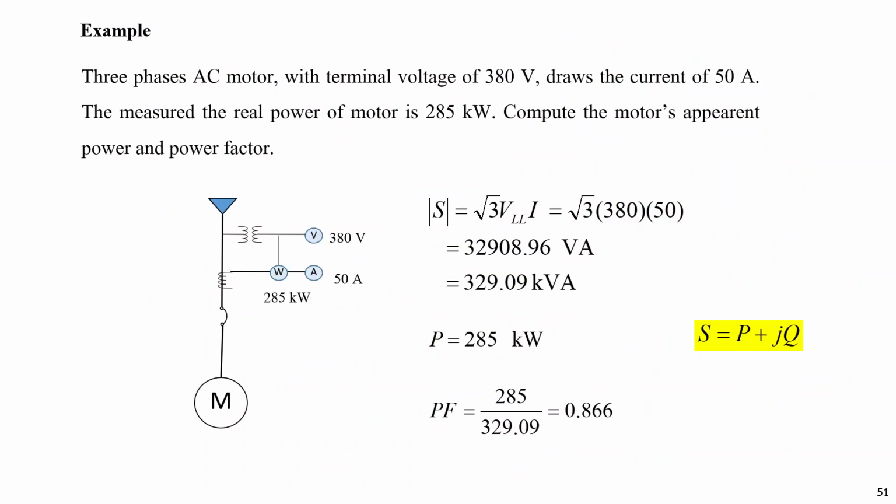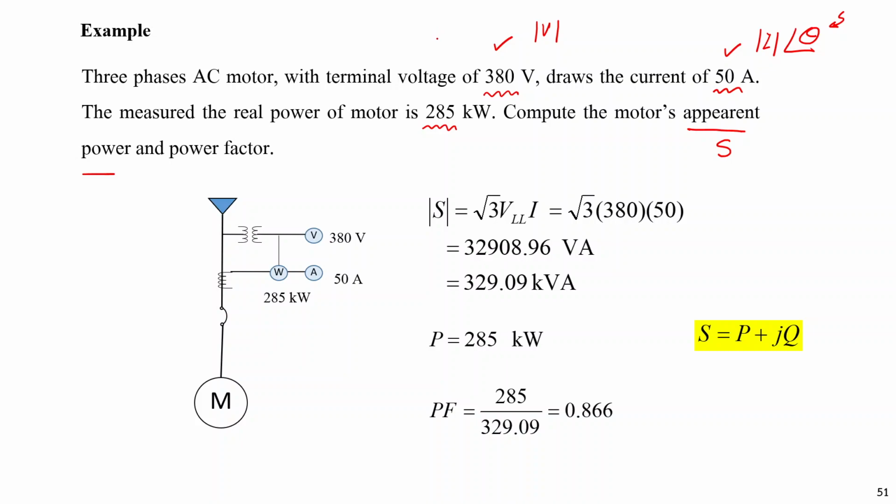For a three-phase AC motor with the terminal voltage of 380 volt, it draws the current of 50 amp and the power is 285 kilowatt. Can we compute the motor apparent power and the power factor? Apparent power means S. Can we calculate S right here? We know voltage and we know current, but we know only absolute V and absolute I. We don't know the angle between voltage and current right here.